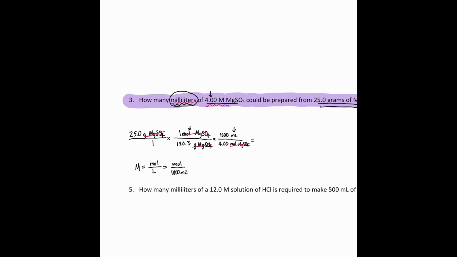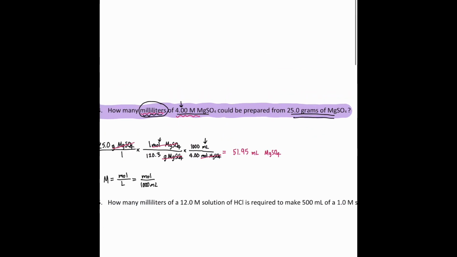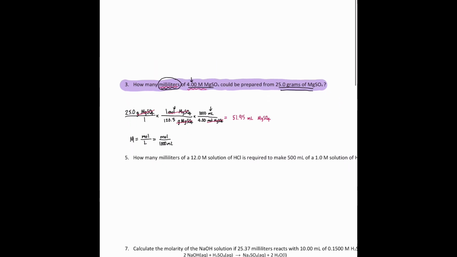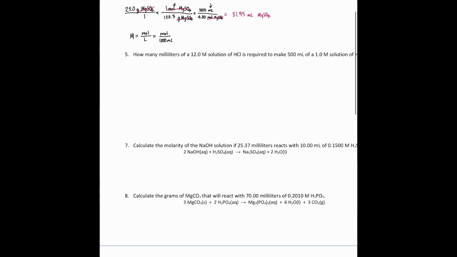So 25 times 1,000 all over 120.3 all over 4 gives us 51.95 milliliters of our magnesium sulfate solution, essentially. And that will be our answer to that one. Let's go ahead and drop down to the next one.